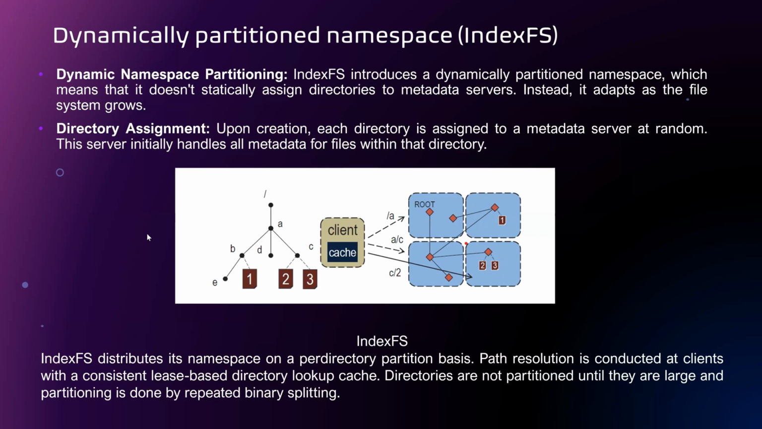Path resolution is conducted at clients with a consistent lease-based directory lookup cache. This is another main thing we are looking at. What IndexFS does is, whenever there is a client, it directly stores this data structure tree on the client side. So if any updates happen, how will they be reflected? It is mostly based on this lease-based directory mechanism. For each directory they provide a lease, and only once that lease expires will they be able to update it.